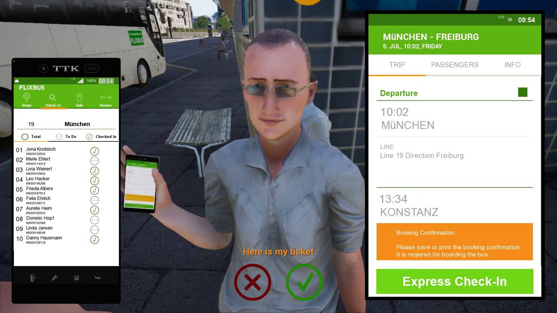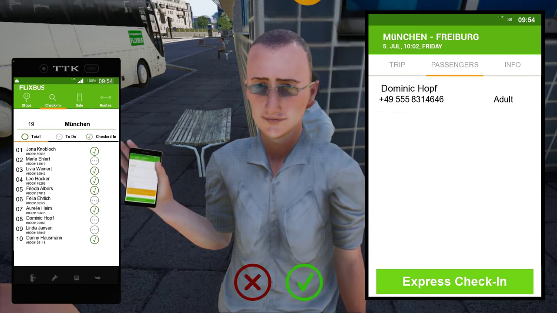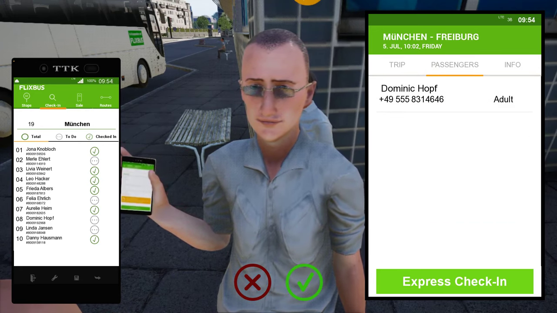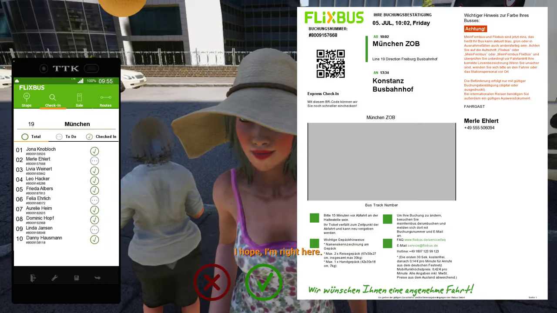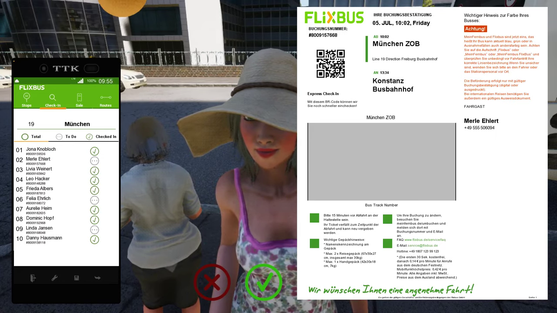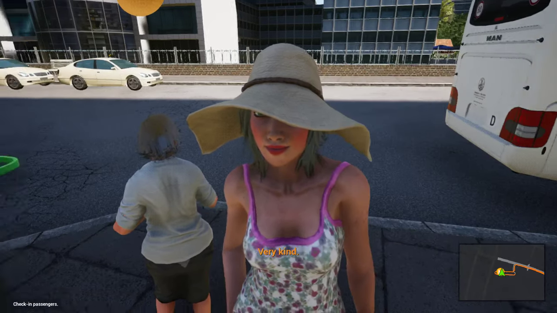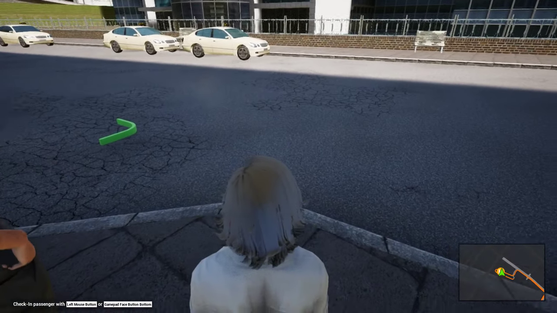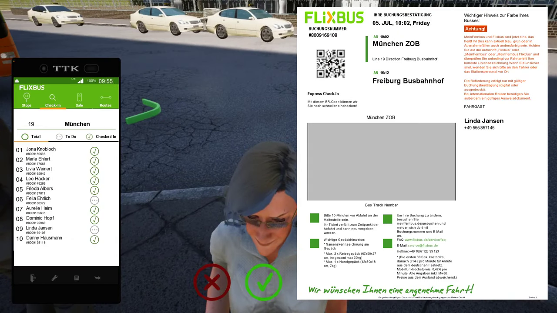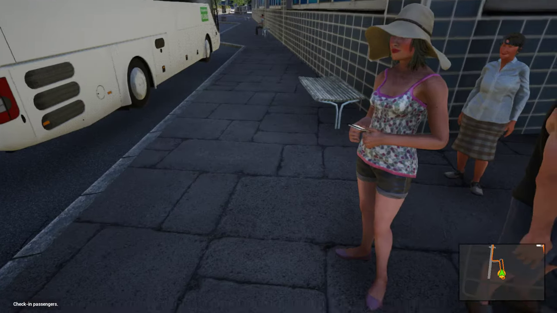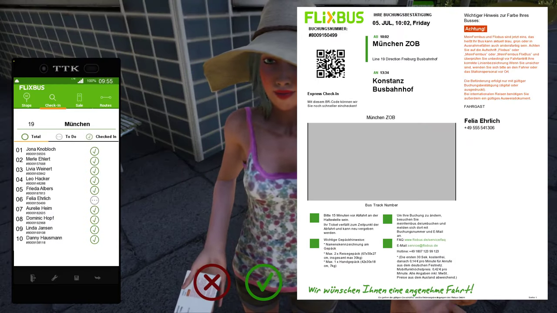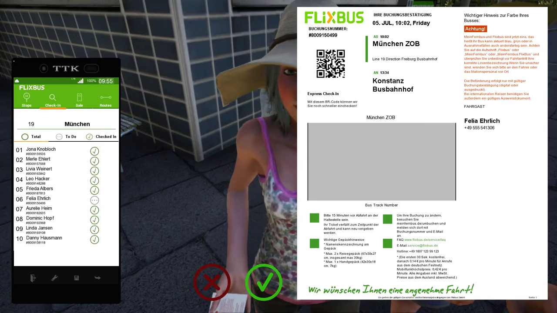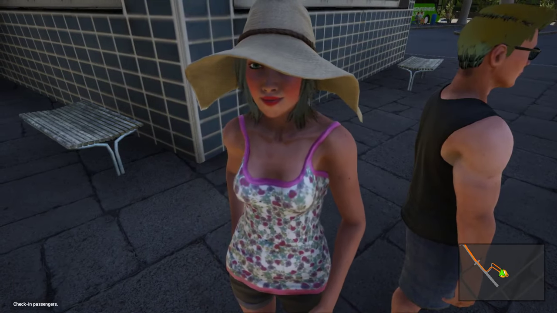Six-one. Nearly everybody's going to Konstanz. Seven-one. Seven-two. Linda, yep. Linda. And this lady here. Konstanz. So that's 8 to Konstanz and 2 to Freiburg.